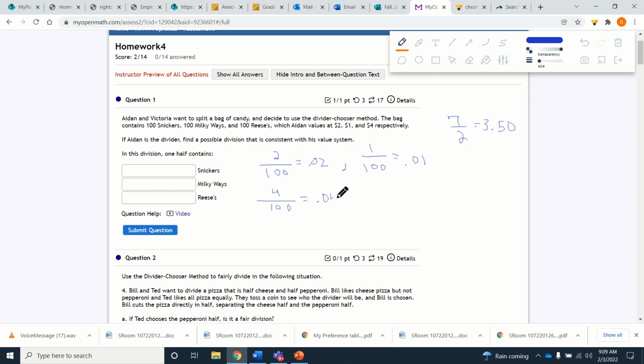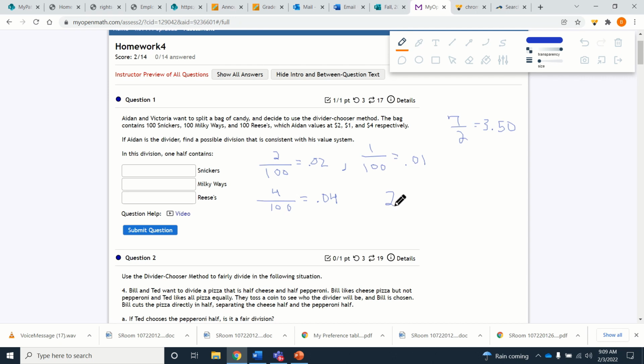So what we need to do is come up with a combination, and as I said, there are multiple answers to this, so we could come up with this in many ways, but we need a combination of these candy bars that adds up to $3.50. All right, so I noticed that 25 Reese's will add up to $1. If we double that, 50 Reese's will add up to $2. And 75 will add up to $3. So I'm going to start out with that.